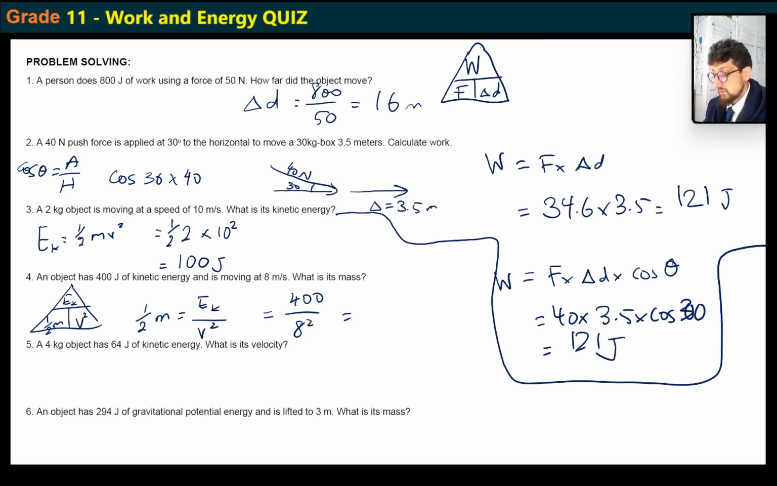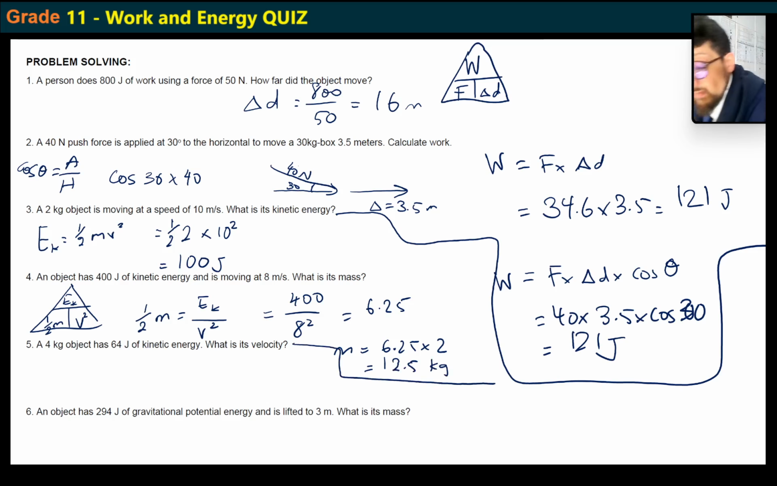And that's going to be 400 divided by 64. That's going to be 6.25. Now remember, what we just found was half of m. So I want m, so m is equal to 6.25 times 2, which is equal to 12.5 kg.